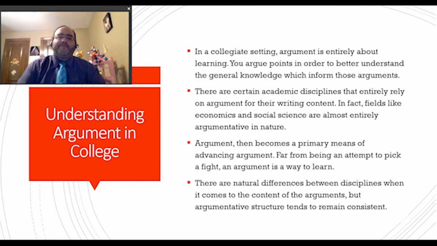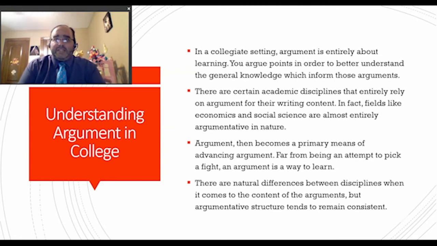All right, welcome back. So now you've tried to adapt a bad argument into a better argument. Let's take a look at what argument's role is in college. In a collegiate setting, argument is entirely about learning. You argue points in order to better understand the general knowledge which informs those arguments. Really, it's not about the argument itself, it's about the information the argument presents. And you're trying to understand that information better by reading that argument and engaging with it.